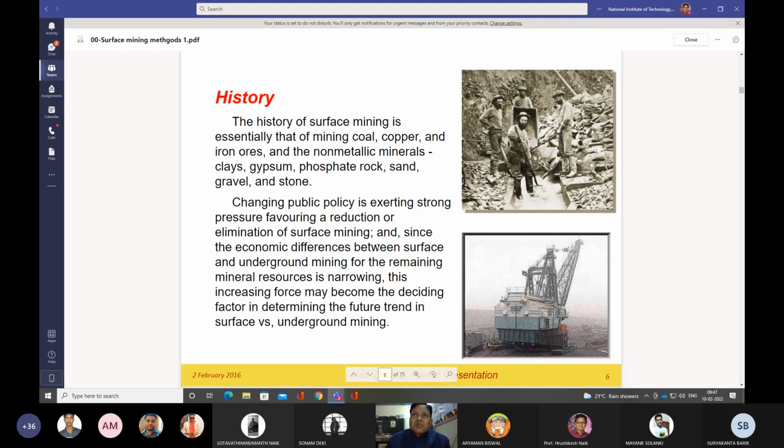If you see the history of surface mining, it is essentially that of mining coal deposits, copper deposits, and iron ore deposits, and the non-metallic minerals like clays, gypsum, phosphate rocks, sand, gravel, and stone. Changing public policy is exerting strong pressure favoring a reduction or elimination of surface mining. And since the economic differences between surface and underground mining for the remaining mineral resources are narrowing, this increasing force may become the deciding factor in determining the future trend in surface mining versus underground mining.